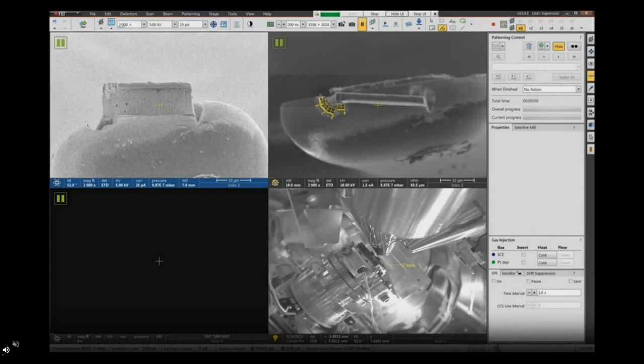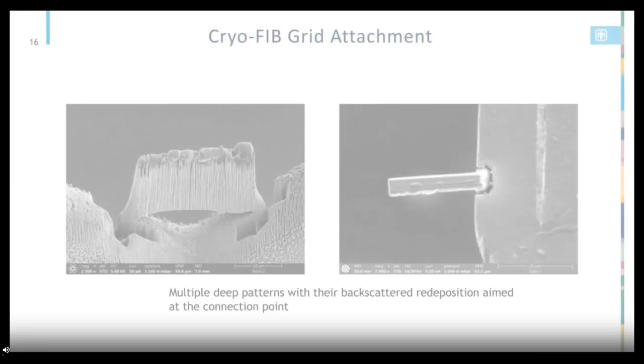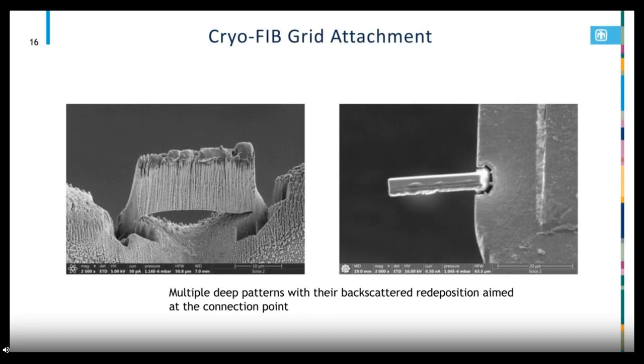This is one method of attachment. This is on top of a FIB post. You can also attach in the V-notch of your FIB grid if you prefer that. And here's just some other images of me doing that. You can also do it in the flagpole position as well. And it's the same general principle that you use the redeposition to make the connection.